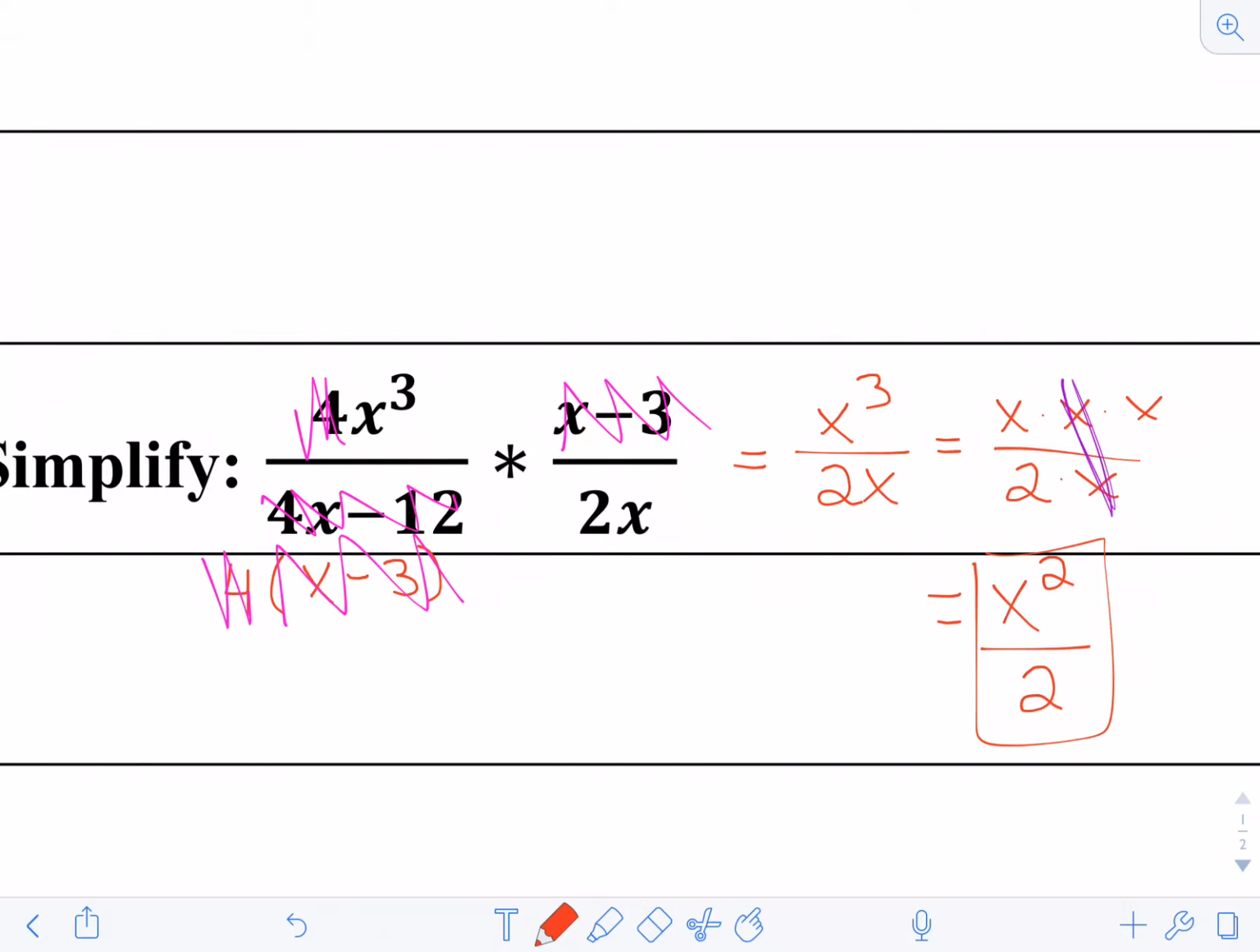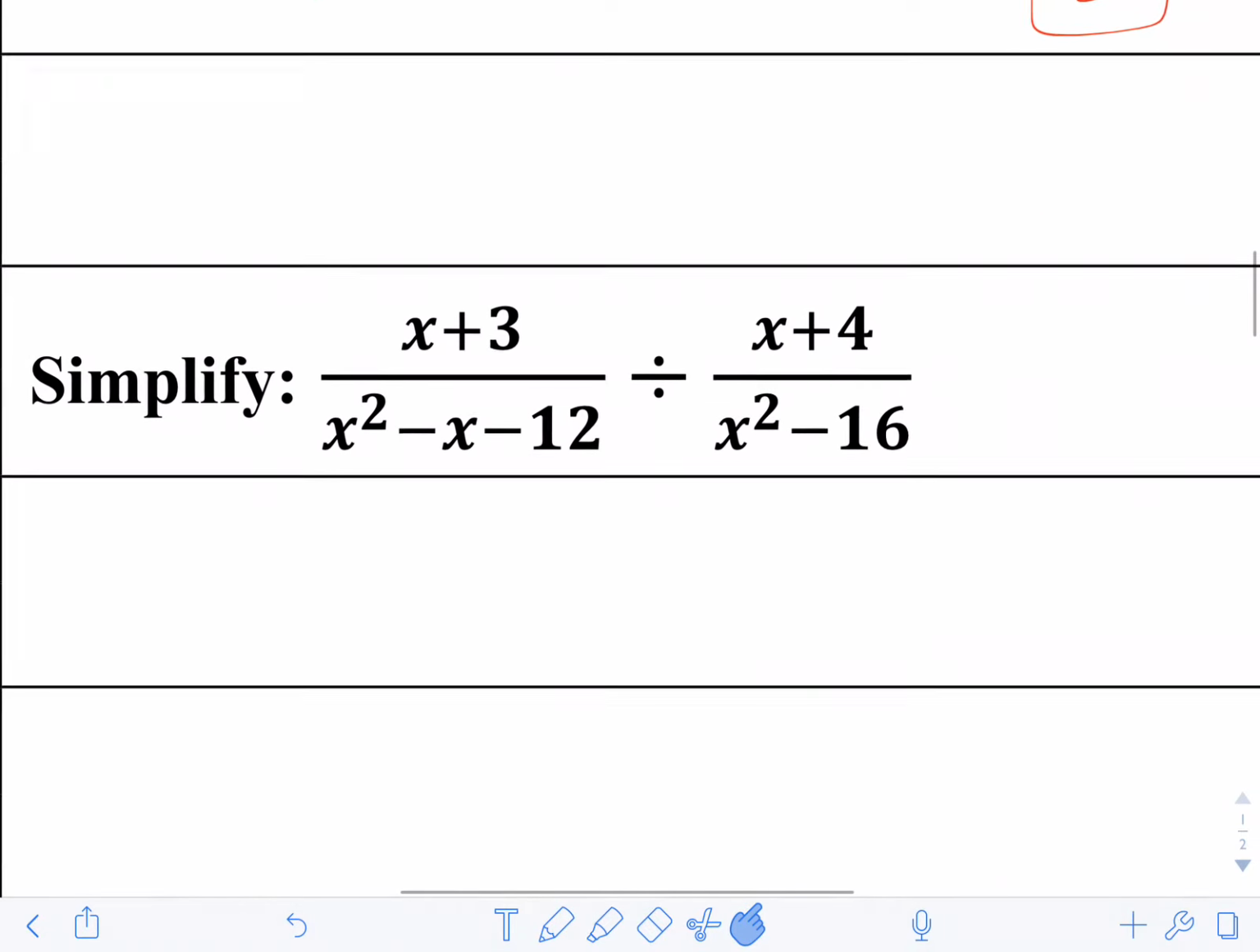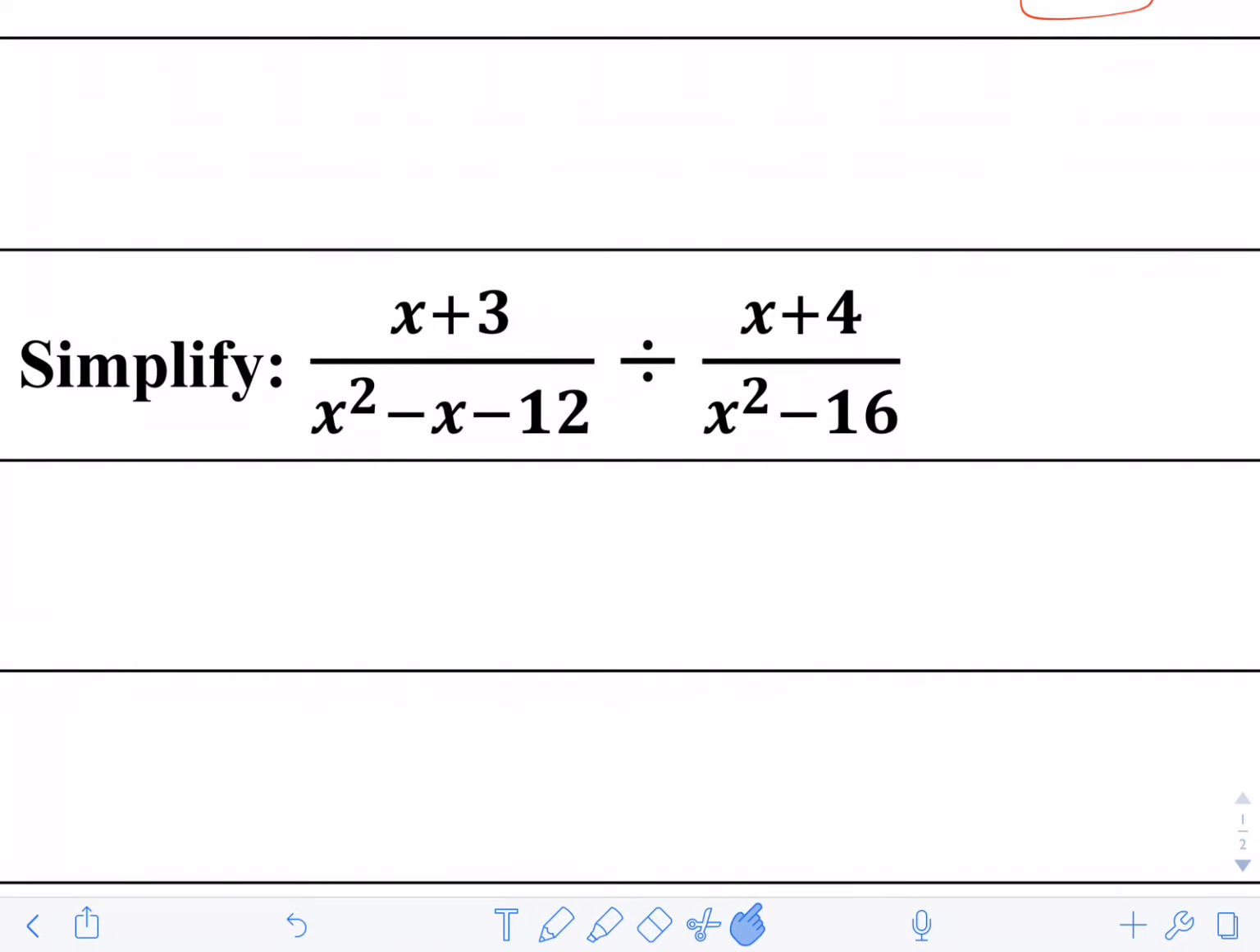Alright, and so that's how you do that problem. And then the last one we have division. So first what I'm going to do is try to simplify top and bottom, numerator and denominator, and then I'm going to flip my second and multiply to see if there's anything else I can do.